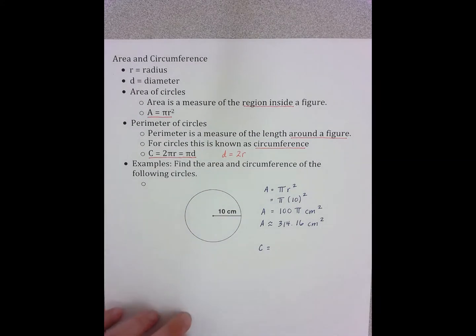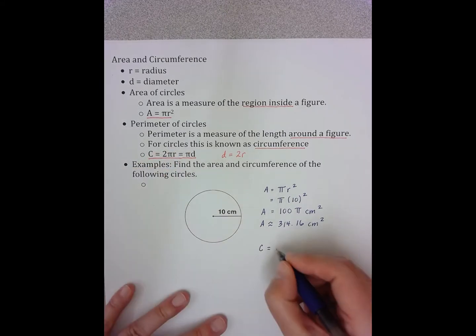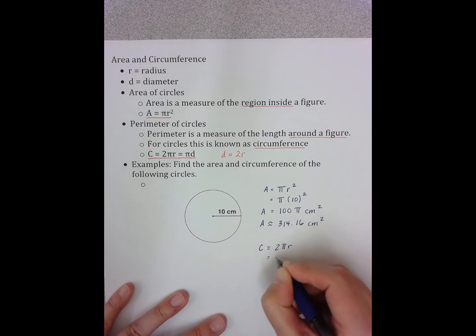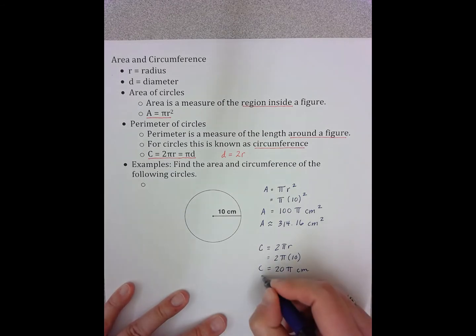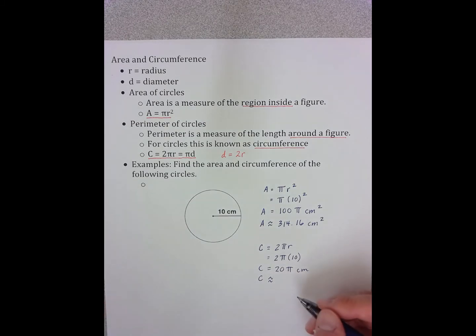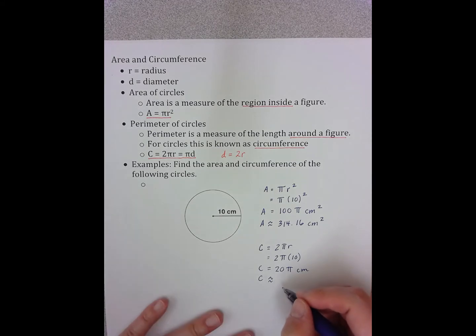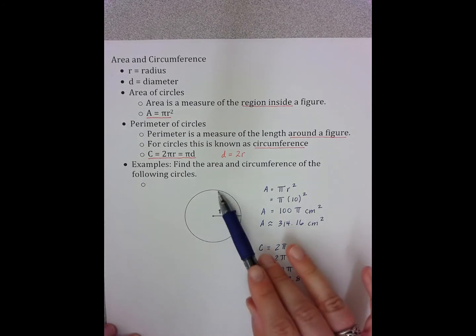Now circumference. I have 2 options here. I can use the 2 pi r formula or pi d. In this case, since they've given me the radius, I'm going to use this formula: 2 pi r, substitute 10 for r, equals 20 pi centimeters. Again, I can also find an approximation by plugging 20 pi into my calculator, and I get that 20 pi is approximately 62.83 centimeters.